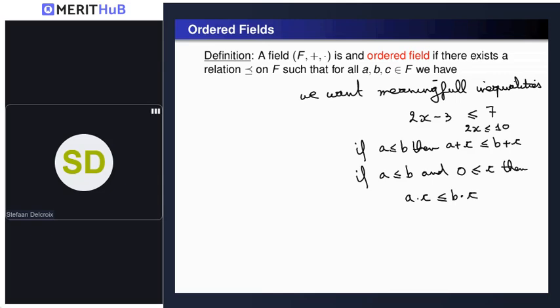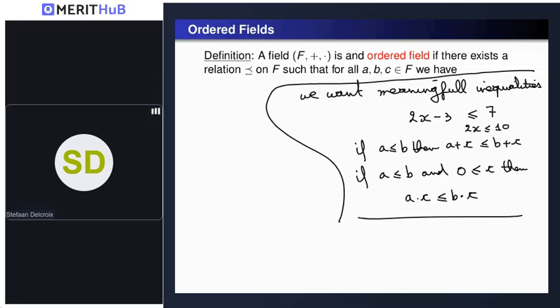So that's what I mean with meaningful inequalities. You can add the same thing to both sides, and you can multiply both sides of an inequality by a positive number. Okay, so that's what I would hope you can remember from this. That's really what we want. And now I'm going to give you the rules for an ordered field.